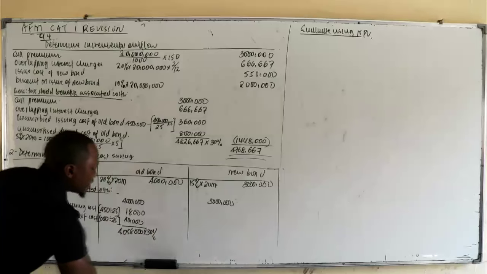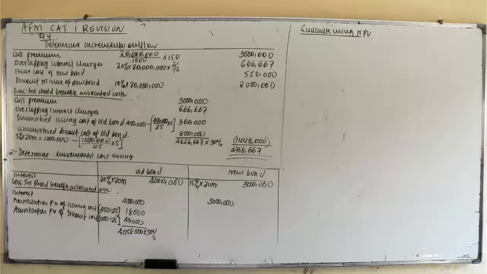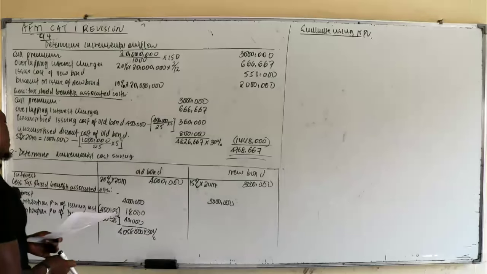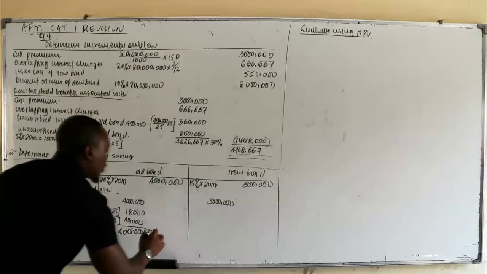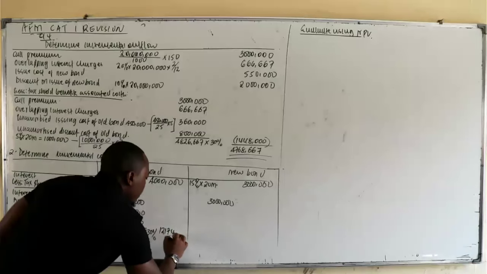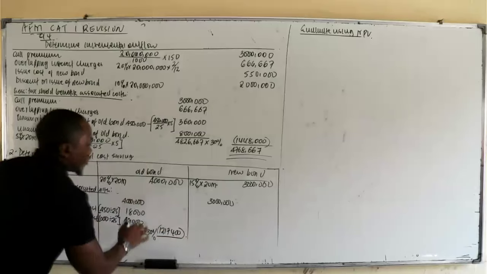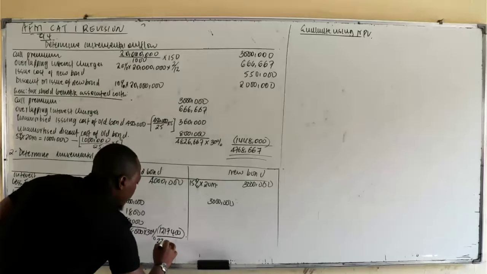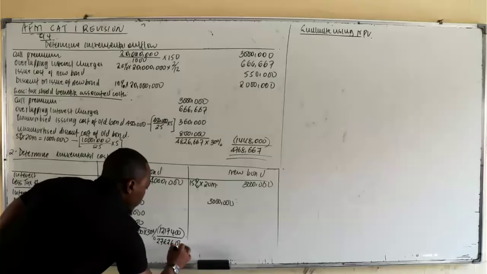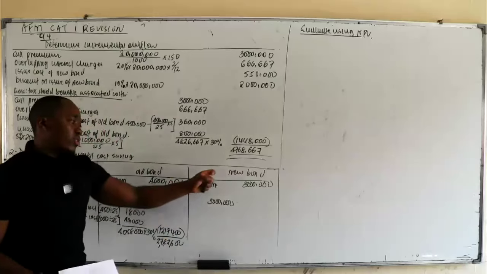What we need is the tax shield benefit. You multiply it by 30%. $1,217,400. So you minus. So now take 4 million minus the answer. You get 2,78,600. Good. I will do the same now for the new bond.